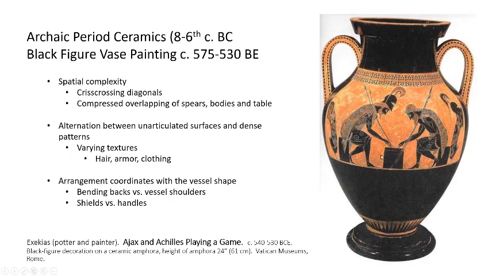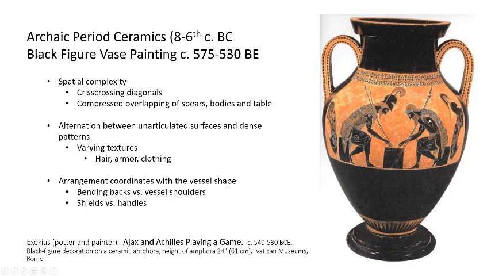And here we also see some artistic devices like these crisscrossing diagonals. You can virtually make X's, and the overlapping of the spears you see at the bottom, and then the bodies, right? If you continue the line here, right? So what's also cool is you have this alternation between unarticulated surfaces and dense patterns, especially looking at their cloak, right, and hair. And arrangement coordinates with the vessel shape too, right?